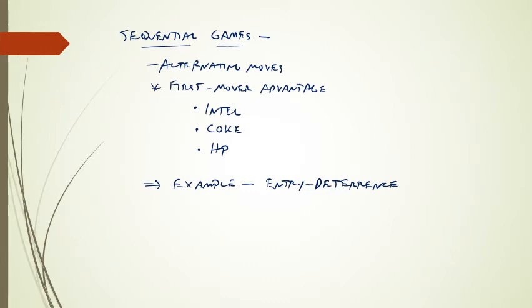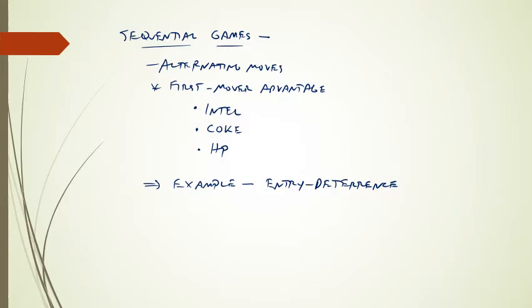Let's talk about sequential games. Sequential games are games of alternating moves, right? In the previous games, we assume they choose their actions simultaneously. There can be first mover advantages when we have a leader and a follower.